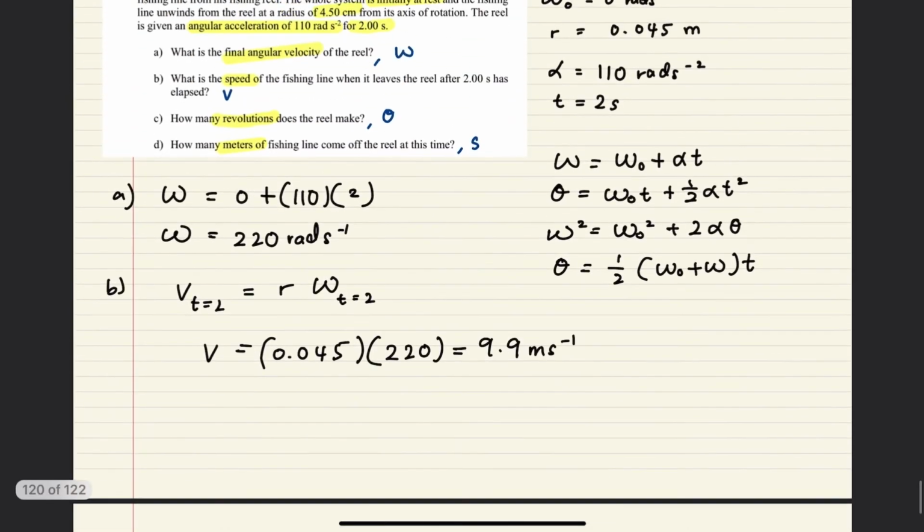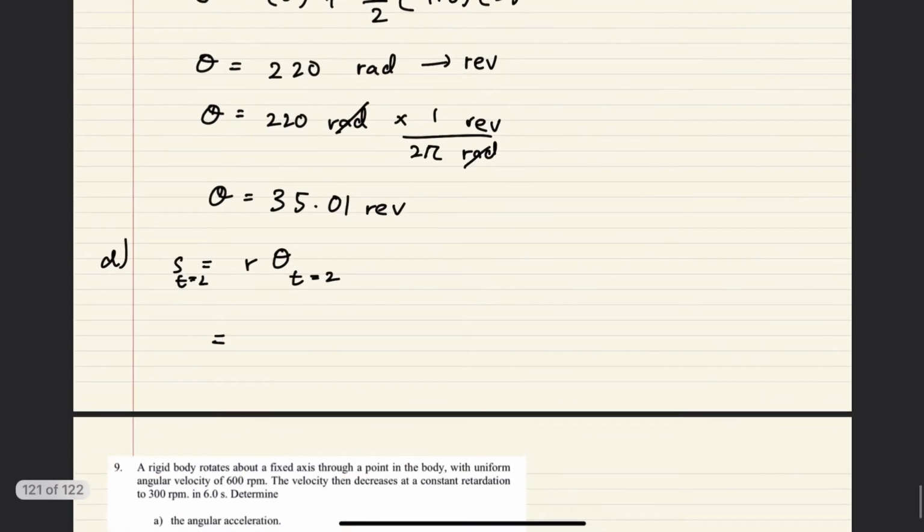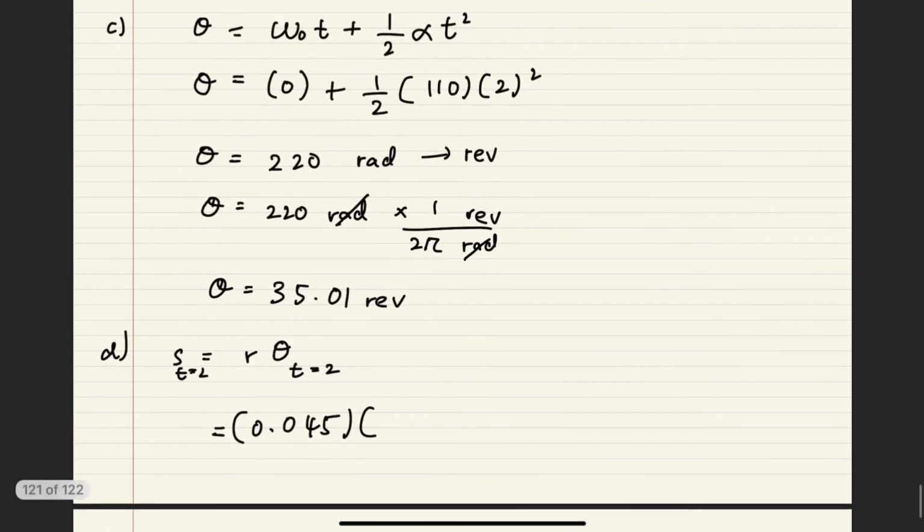R just now is 0.045 multiplied with 220. So everything here is in SI unit, so the final answer will be in SI unit as well.